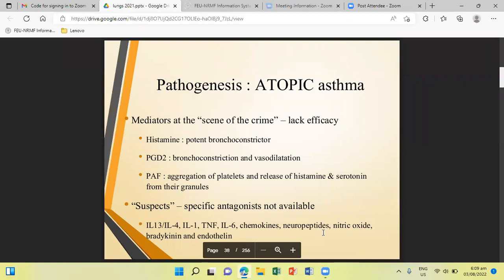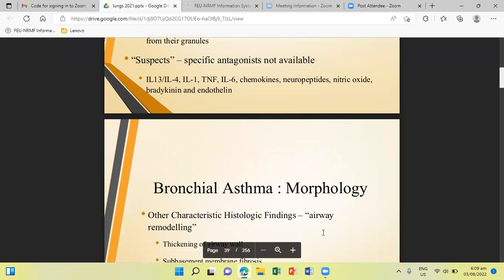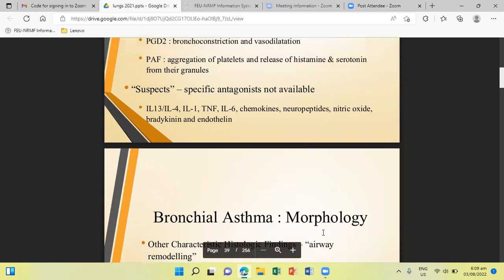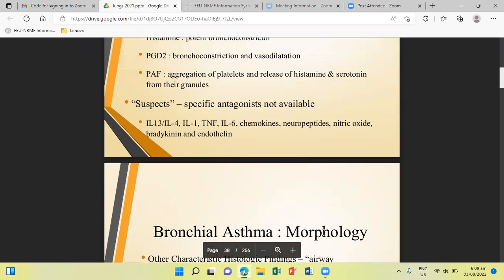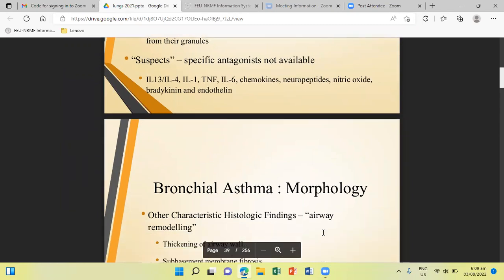So they are as follows. You have your histamine, you have your prostaglandin D2, and you have your platelet activating factor. And then the third is a large group of mediators, which we call suspects. When you say suspects, they are those for whom specific antagonists or inhibitors are not yet available or have been insufficiently studied.